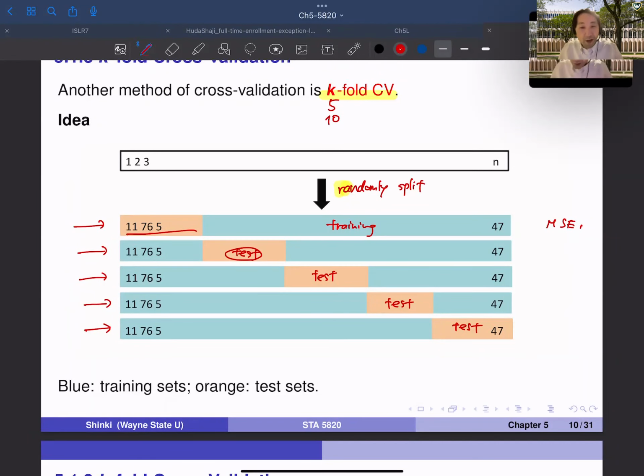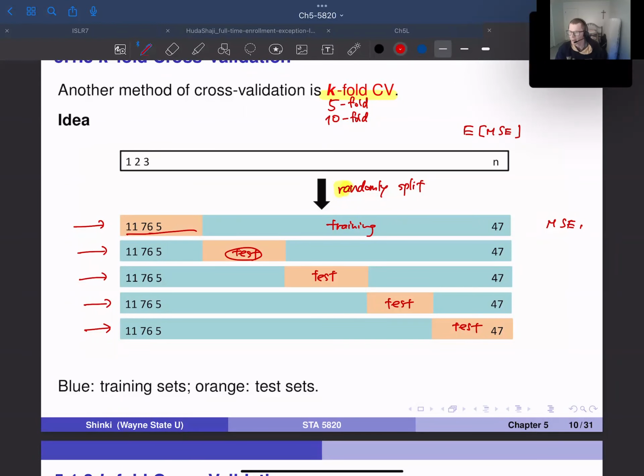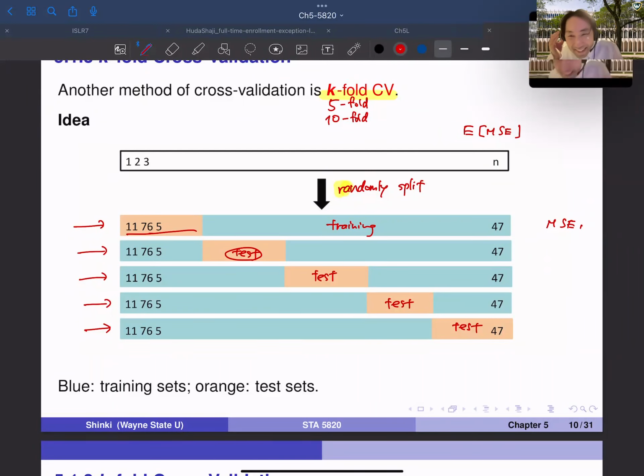Which is more accurate, 5-fold or 10-fold, to estimate the expected value of MSE? How many people think 5-fold is more accurate? How many people think 10? Okay. I would guess it probably depends on the size of the data set, right? Sorry? Would it depend on the size of the data set?